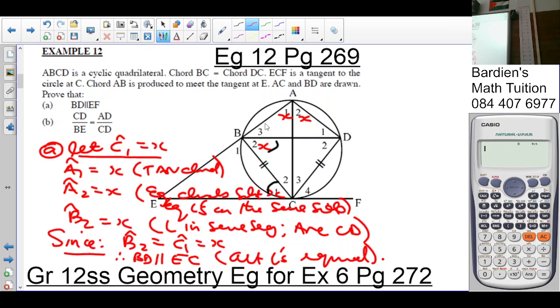Or there was actually an easier way. I could have said that C1 is equal to D2. Why? Tan chord theorem. Not so? D2 is equal to B2. Why? Angles opposite equal sides. Can you see that? And it would have probably been 3 marks for the sum and not 4. That would have been an easier route, the quicker route, to prove that those lines are parallel. But you guys understand? Right.